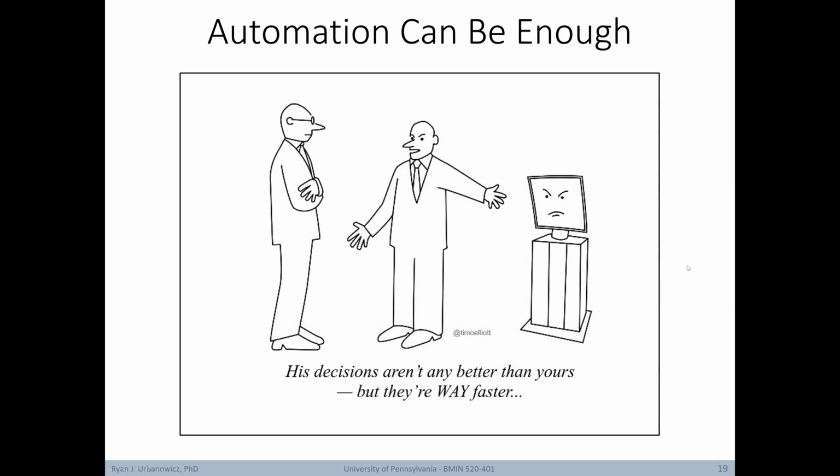At the end of the day, automation can be enough in terms of the value of AI. So here we have a cartoon where this gentleman is saying his decisions aren't any better than yours, but they're way faster. So imagine this is a clinician, and this is a machine learning model that's been trained to make predictions about whether or not to give a patient a certain clinical test, right? It might be that the machine doesn't actually do a better job predicting, but it might just work faster. It might be cheaper to use a machine. There are all sorts of reasons why automation alone can be enough without expecting the machine to do better than the human. Hopefully it doesn't perform worse, but at least as well can be really useful.